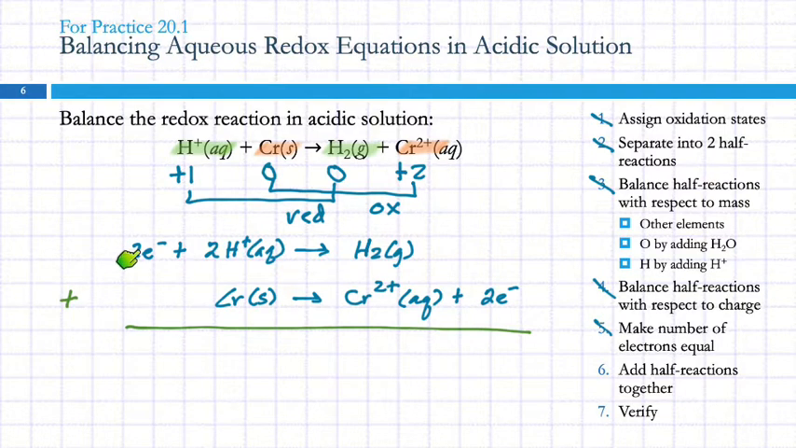So here, this is gaining 2 electrons, that's losing 2 electrons. The electrons are not going to show up in the balanced chemical equation. They're always going to cancel out because that's how we're setting it up. So we cross out the electrons, we write down what's left. So I have 2 hydrogen ions plus chromium metal is going to make hydrogen gas plus chromium 2 ion.